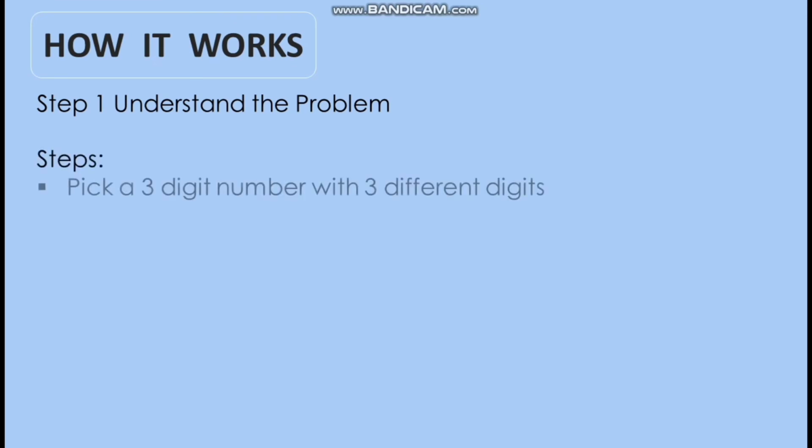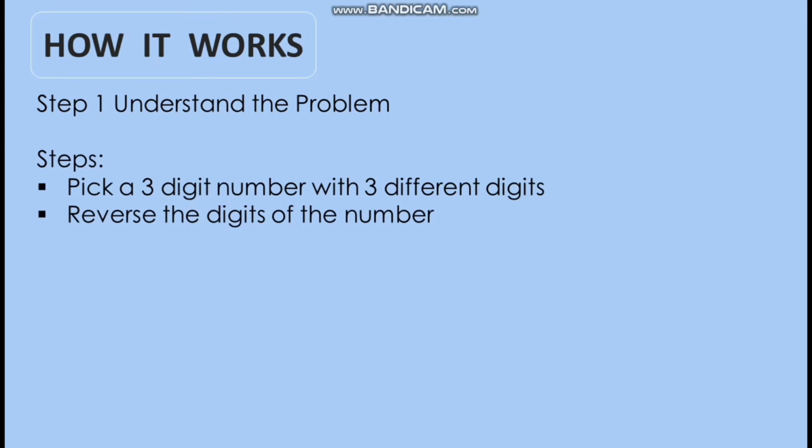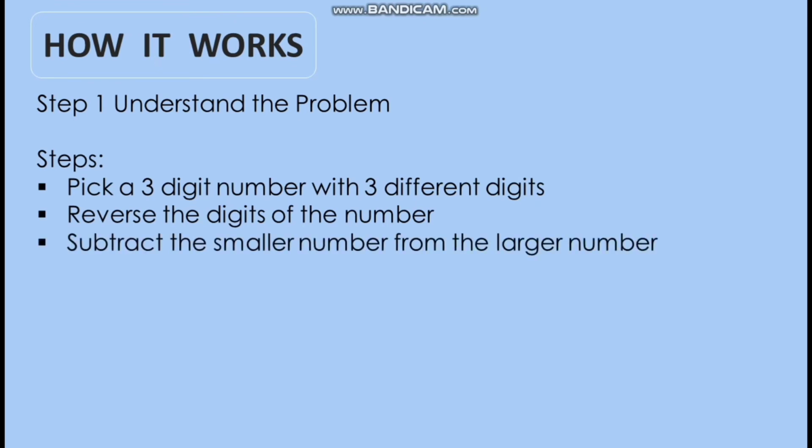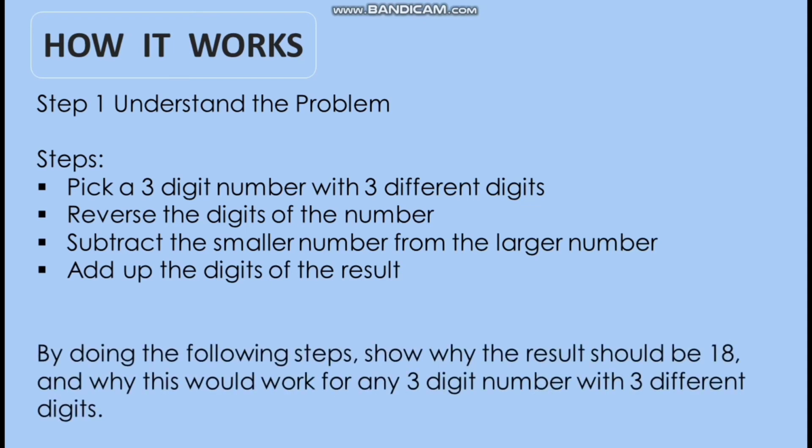So, for step 1, let's understand first the problem. So, same thing na ginawa ko kanina, nilagay ko lang din dito yung mga provided steps from the question. Number 1 is, pick a 3-digit number with 3 different digits. Number 2, reverse the digits of the number. Number 3, subtract the smaller number from the larger number. And lastly, add up the digits of the result. Then, the question is, by doing the following steps, show why the result should be 18, and why this would work for any 3-digit number with 3 different digits.